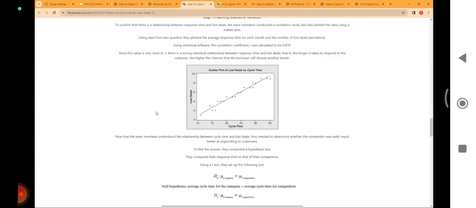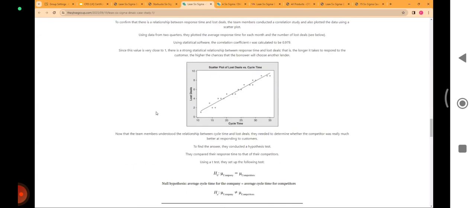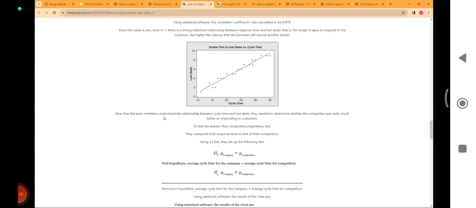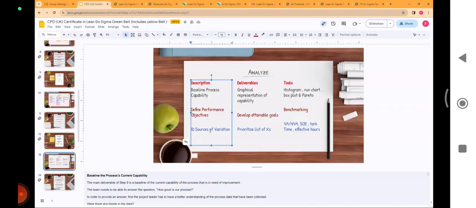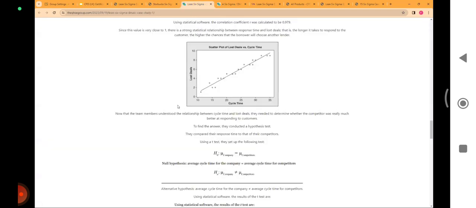After confirming the relationship, the second thing here is to identify and now to prioritize the list of X's. First, you identify these sources of variation, and we now need to prioritize these X's, the factors that are affecting the process. We now need to understand exactly what the relationship is between cycle time and lost deals. So we need to determine whether other competitors, other banks, the ones which have got processes that we desire to be like, the processes which are meeting the objective, are they actually better at solving this sort of variation?